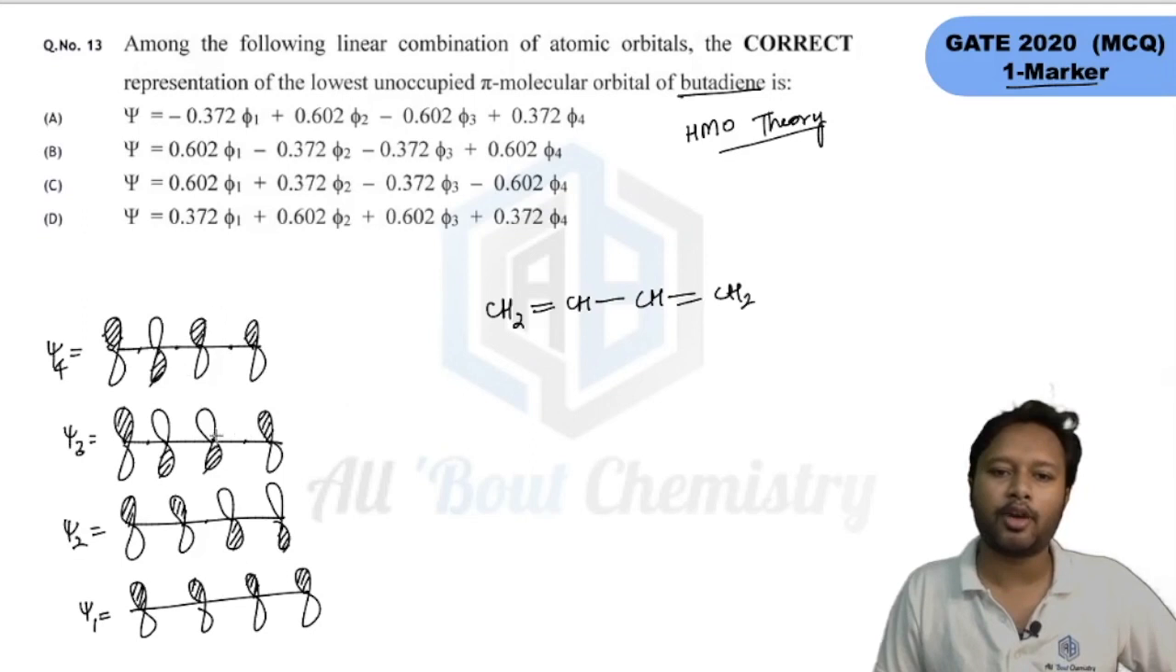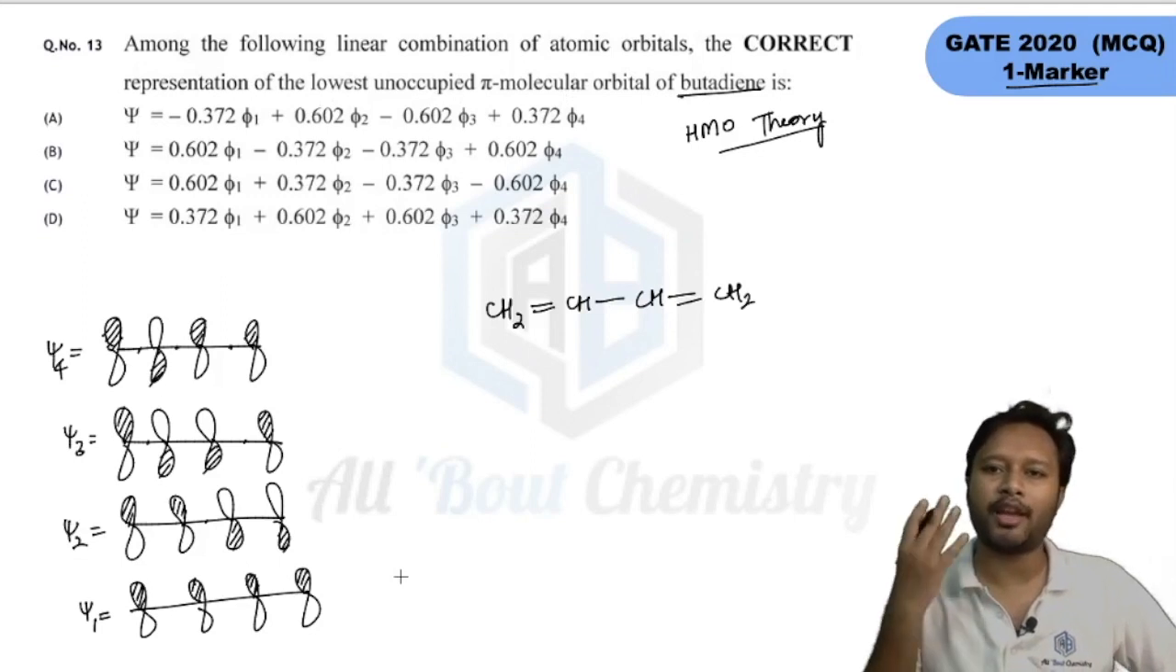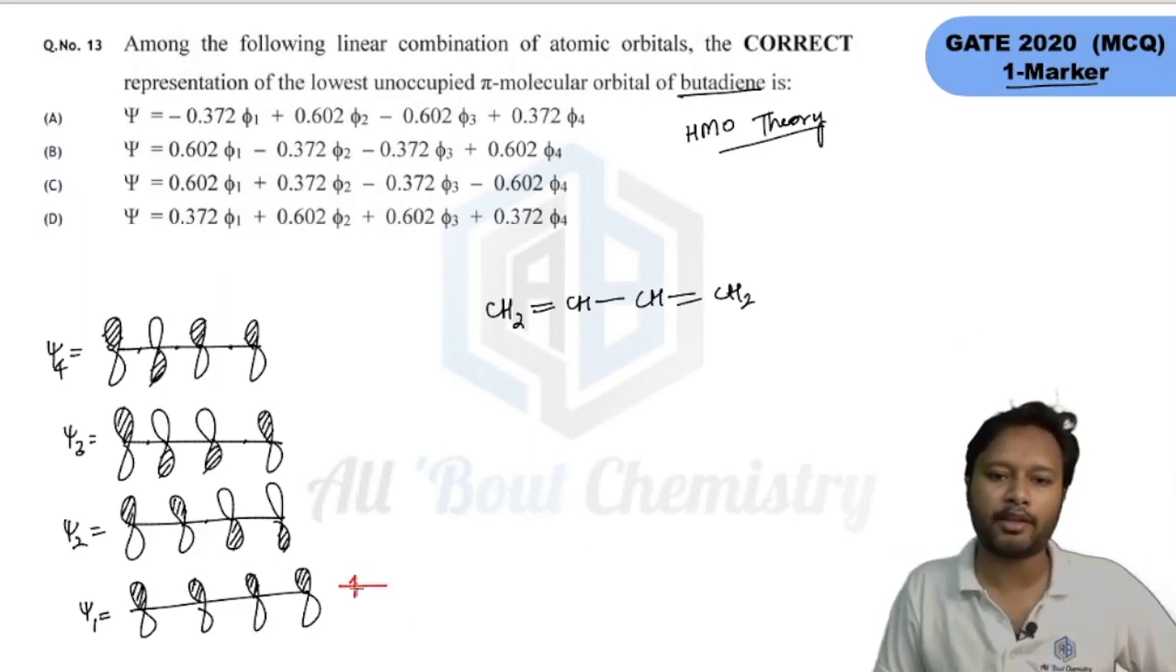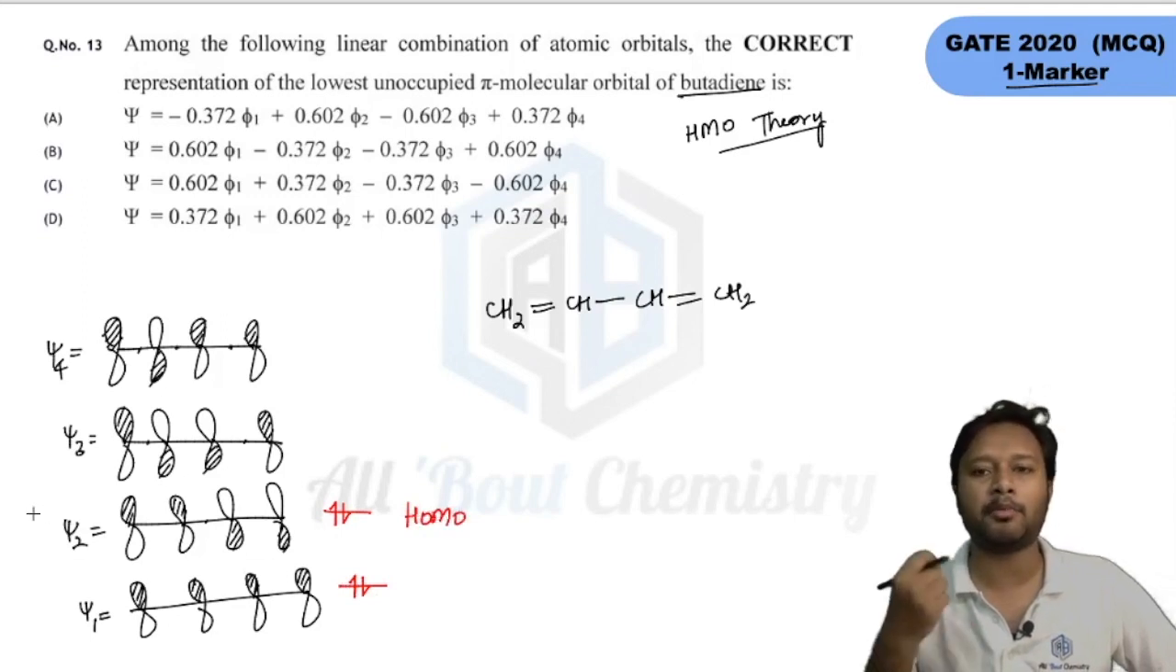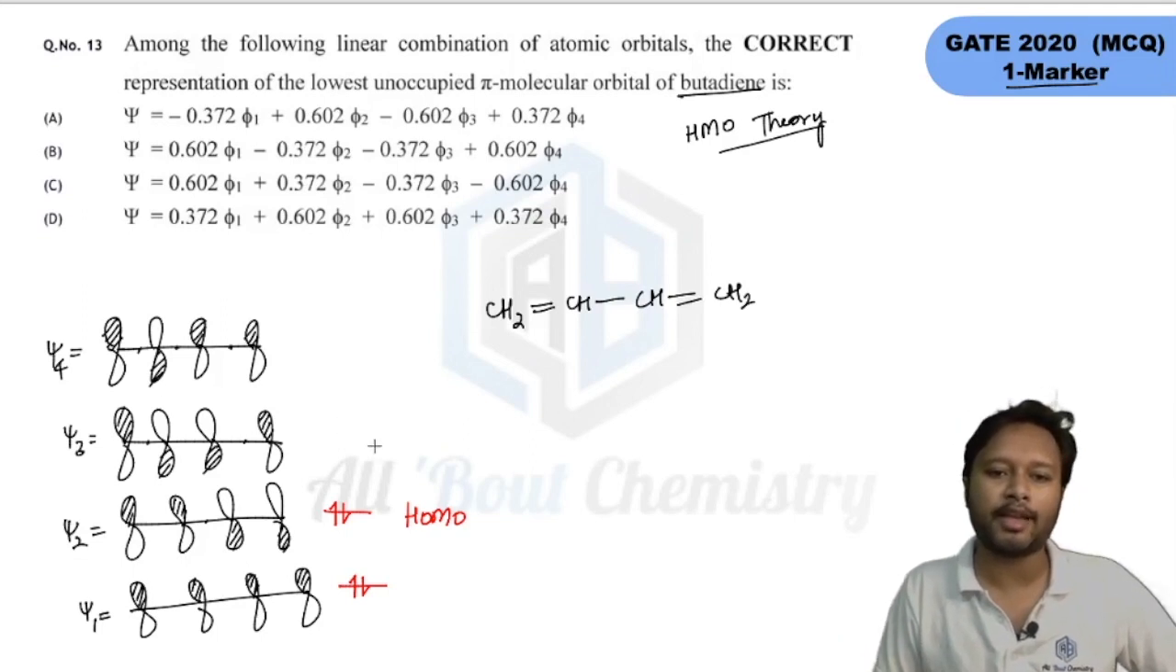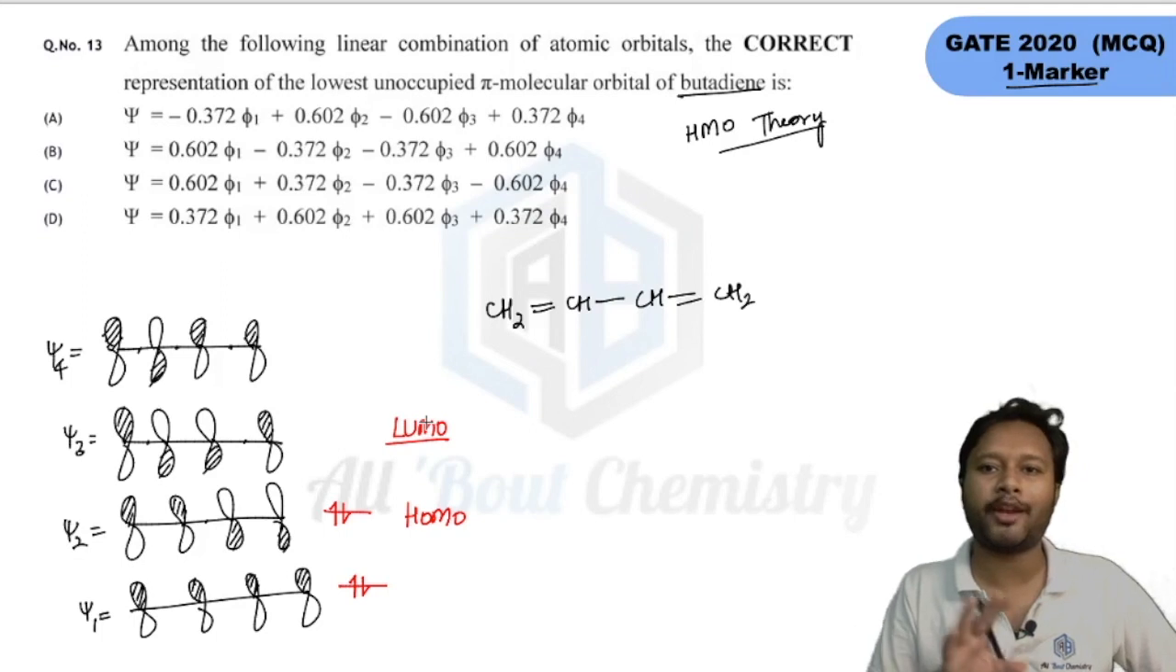Okay, now they are asking about the lowest unoccupied pi molecular orbital of butadiene. Butadiene will have 4 pi electrons. So if I fill those pi electrons, they will be filled like this. So 2 pi electrons here and 2 pi electrons here. So this is how it will be. So my HOMO will be my psi2. So psi2 will be my highest occupied molecular orbital, and this psi3 will be my LUMO, that means lowest unoccupied molecular orbital, and that's what was asked.